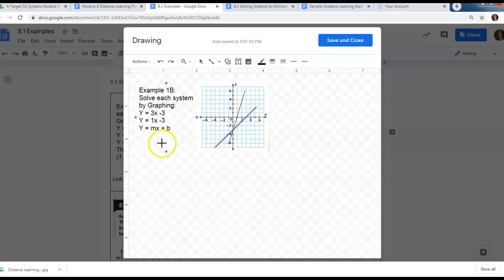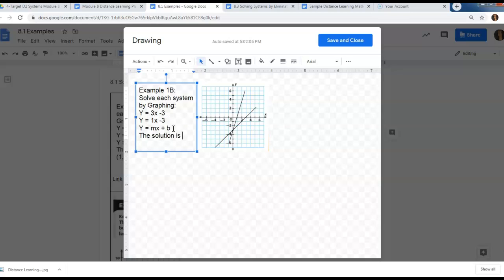Now, when you graph a system of linear equations, the solution is the point where they intersect. So they're intersecting right there. So what is the coordinate for that point? How do I get to that point from 0, 0? Well, I don't go right or left. So that means 0 right or left. And then I go down 1, 2, 3. So the solution, I write it as an ordered pair. The solution is 0, negative 3.